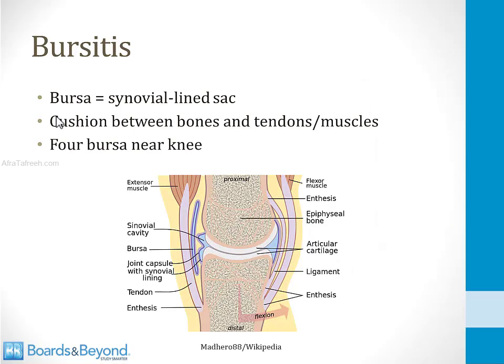So synovial joints like the knee often are surrounded by bursa, which are small sacs that also have a synovium. And the role of the bursa is to serve as a cushion between bones and tendon and muscles. And there are 4 bursa that are found near the knee. Shown in this picture is a generic example of what a bursa looks like. So if you've got 2 bones here and they're surrounded by a synovium, on the outside you've got these little sacs called bursa, and they are sort of slippery and mobile sacs that cushion the space between tendons, ligaments, and the bones.